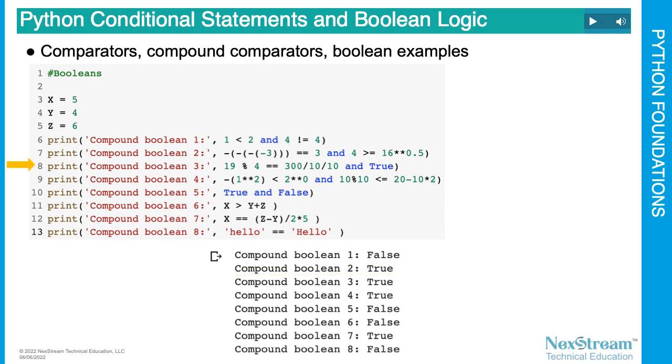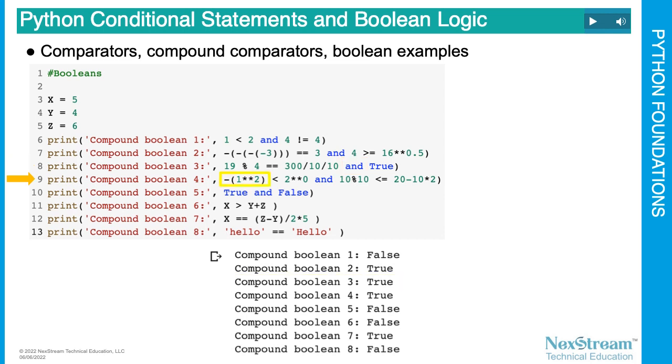In the third example, the first term evaluates to 3 since 19 mod 4 is 3, then to true when compared to 300 divided by 10, then divided again by 10, which is 3. The second term is true, so when we take true and true, we get true.